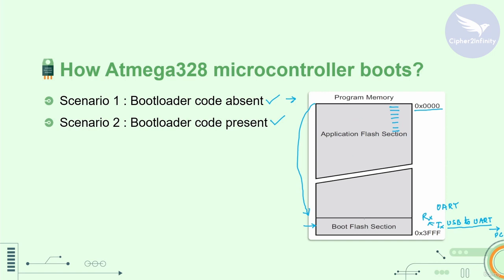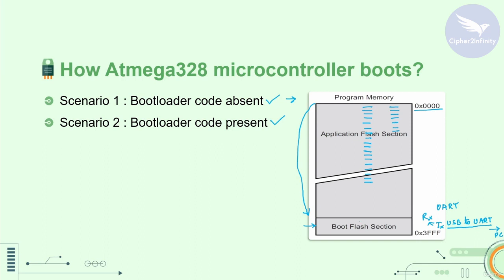This code is going to take that data and program it in the microcontroller, and this data is nothing but the code which you want to program. For example, if you want to blink an LED with a delay of 2 seconds, that code will be sent by the USB to UART converter over the TX line, received by the RX pin of the microcontroller, and then the bootloader code is going to program that code in the application flash section.